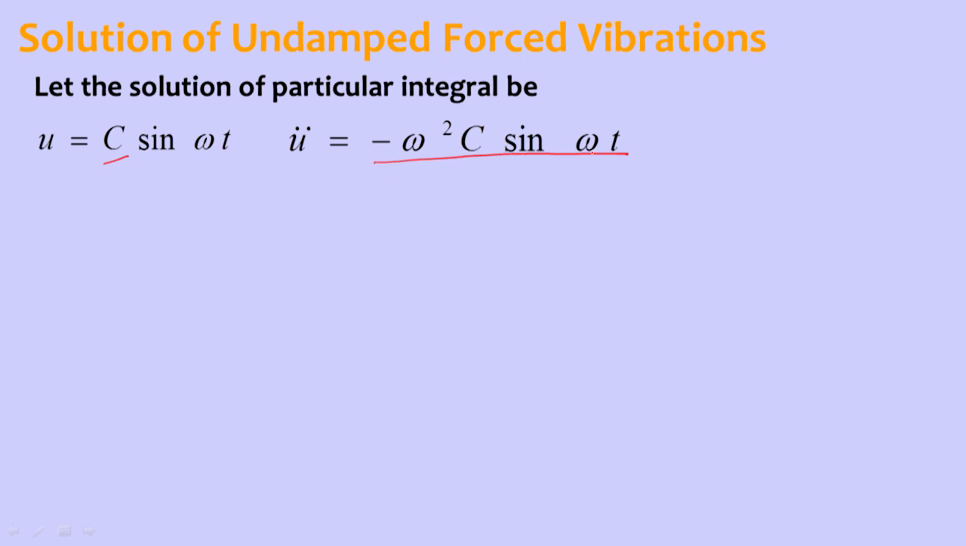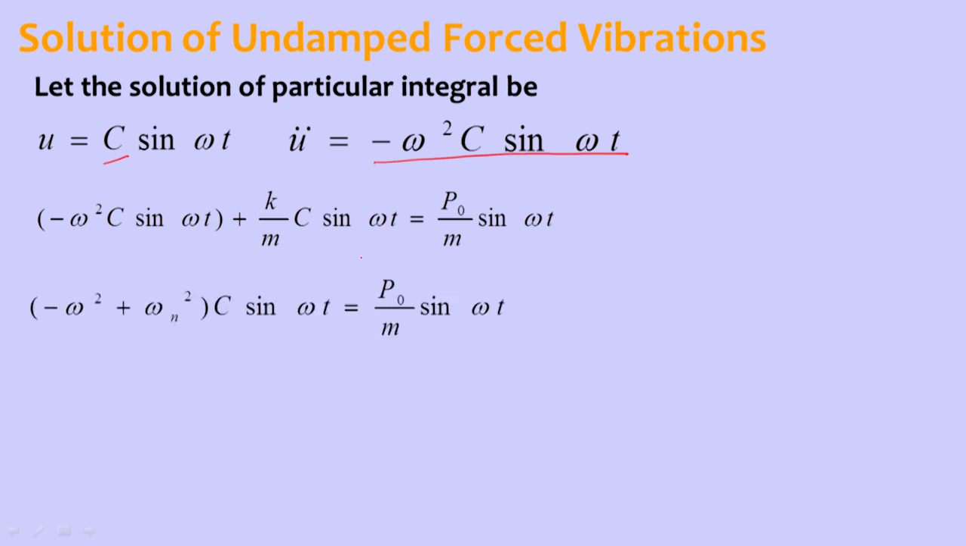So let us substitute u and u double dot in the original equation. So this is the u double dot term, and k by m u, is equal to p by m sin omega t. So how to solve this one? The easy method is we need to take common these sine terms and then equate the rest of the thing with the coefficient.